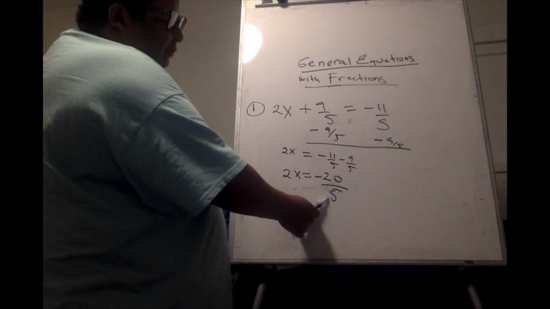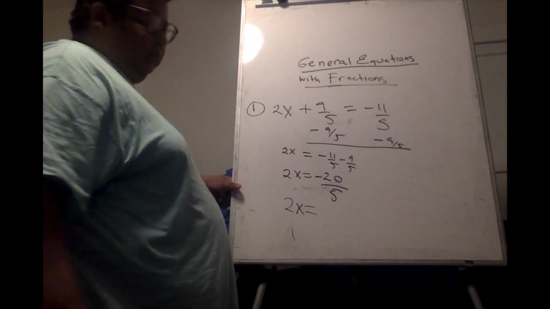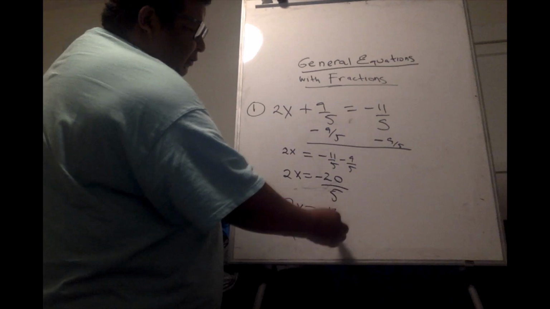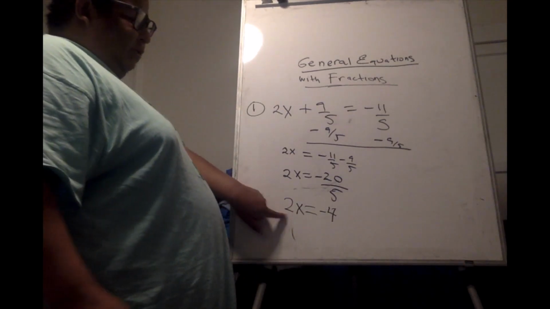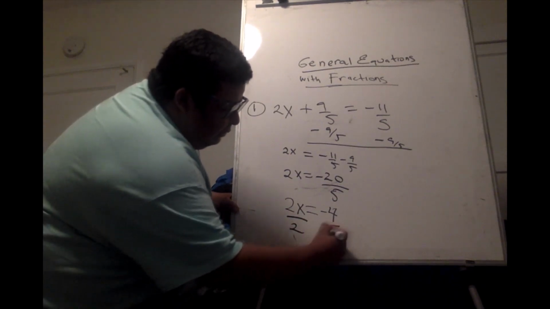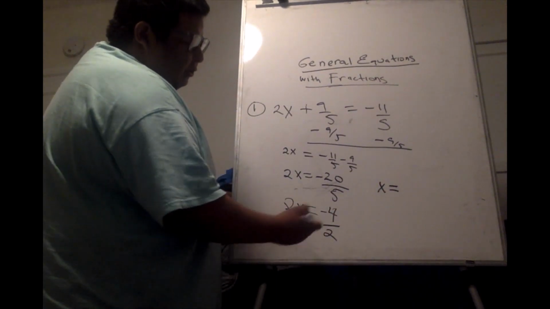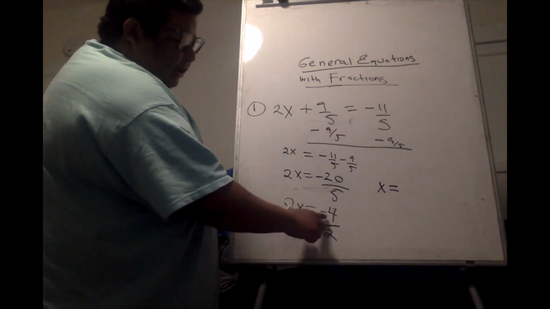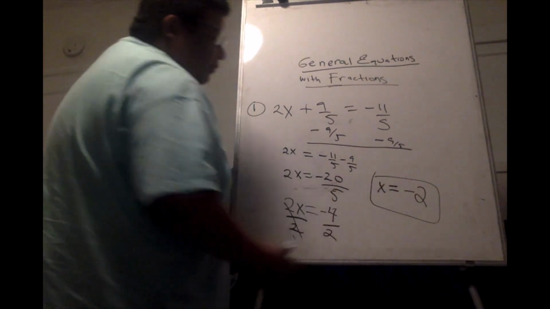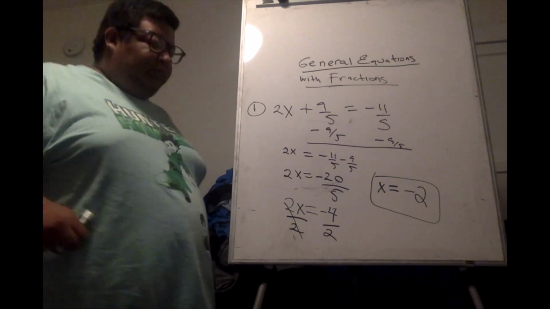Now we can see that 20 over 5, we can divide it, so we have 2x equals negative 20 over 5, which is negative 4. So now we can divide by 2, divide by 2. So x equals, this cancels, so we're left with x, and then negative 4 over 2 is what? Negative 2. And that's our final answer. So that concludes problem number 1. Now we're going to do problem number 2.